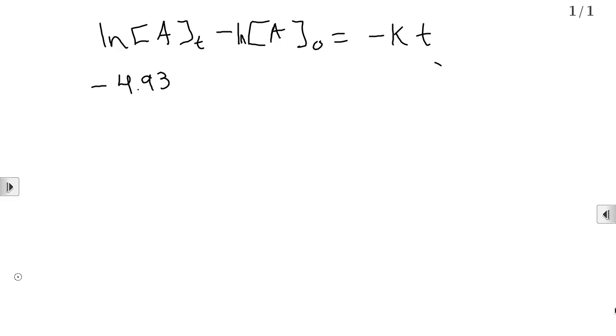So you need to be real careful when you're doing these. They may make it easier for you than you think. Minus the natural log of the concentration at the initial point, which is negative 3.91.